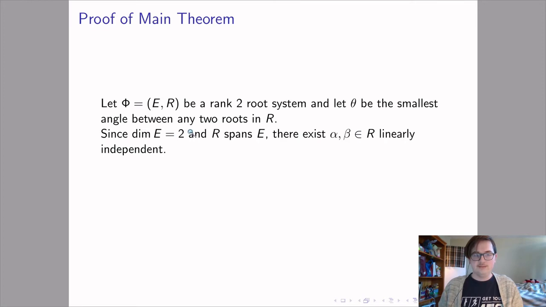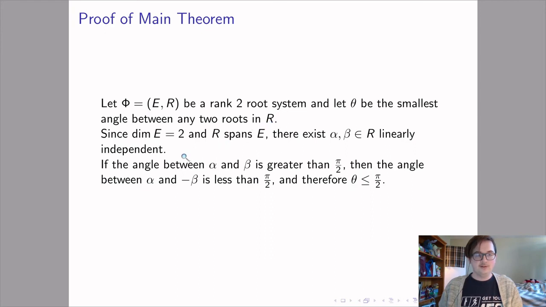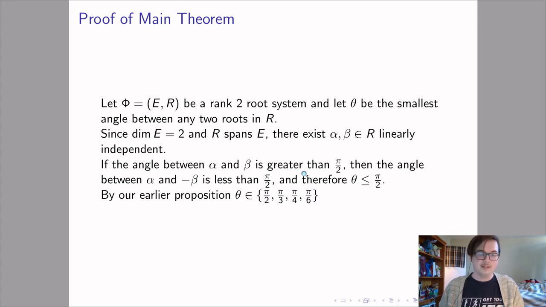Okay, so since the dimension of E is 2 and R spans E, there's going to exist 2 roots, alpha and beta, that are linearly independent. Otherwise, we wouldn't be able to span E. Okay, so if the angle between alpha and beta is bigger than pi over 2, well, then the angle between alpha and minus beta, which is also a root, will be less than pi over 2. So the smallest angle is going to have to be less than pi over 2. So that's nice. And we remember from our proposition that theta can only take 8 possible values. But now that we've restricted it to being less than pi over 2, there's only these 4 possibilities: pi over 2, pi over 3, pi over 4, and pi over 6.